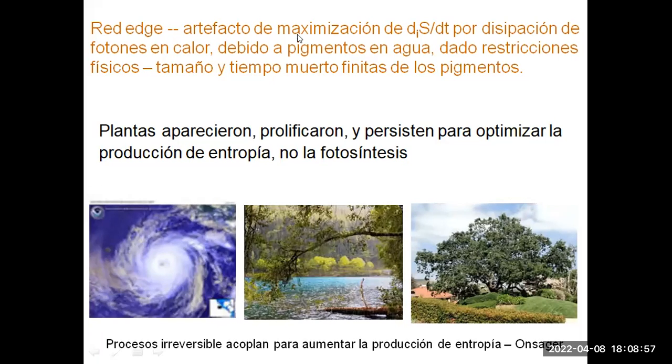So the red edge is an artifact of the maximization of entropy production, or dissipation of the photons into heat. And it's due to pigments in water, given the restrictions on these pigments, their size, and their dead time, okay, el tiempo muerto. So this is what this talk is going to try to prove to you today.